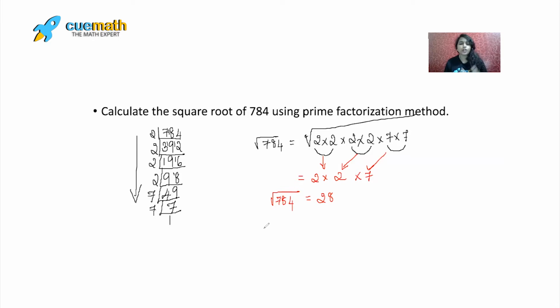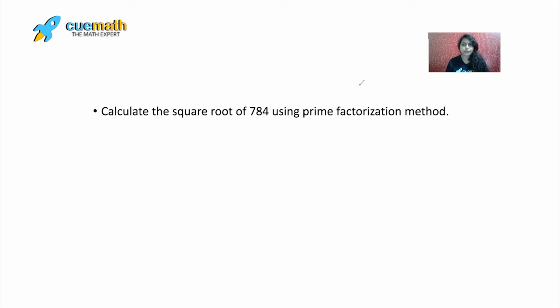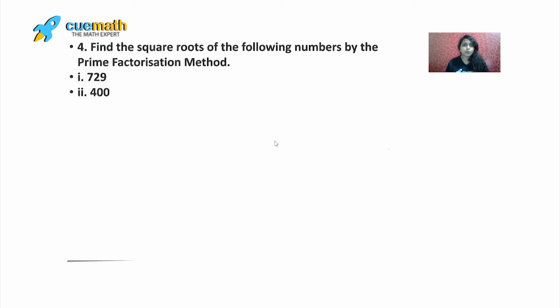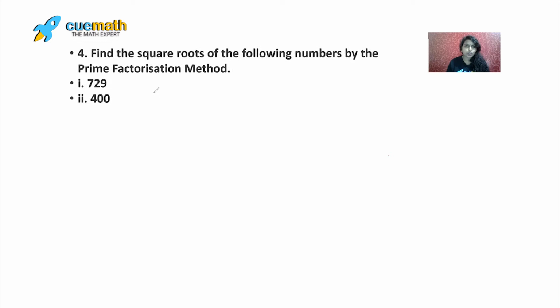This is how we do the prime factorization method and get the square root of 784. Similarly, we have more questions to do. Let's understand all of them. Yes. So here we have some more questions from the NCERT book. Find the square root of the following numbers using the prime factorization method. Let me solve the first one: 729.